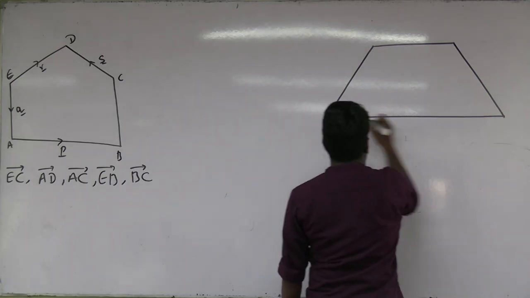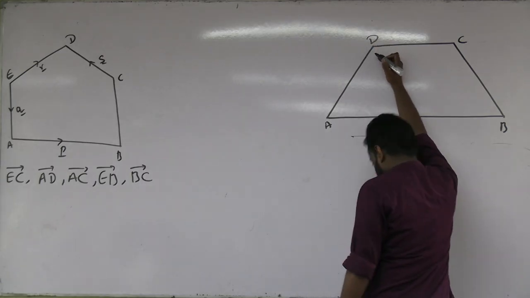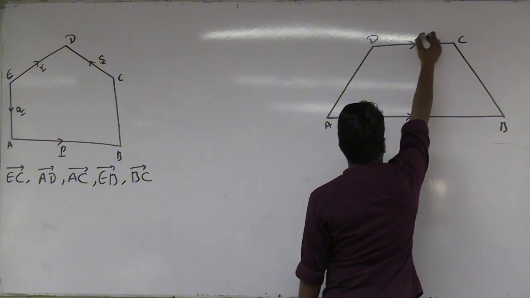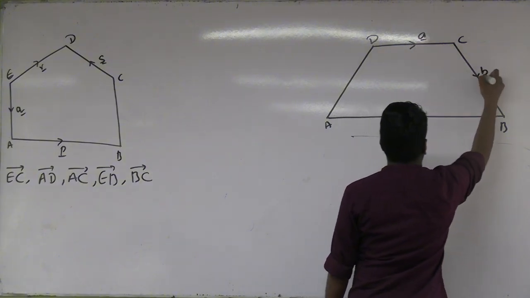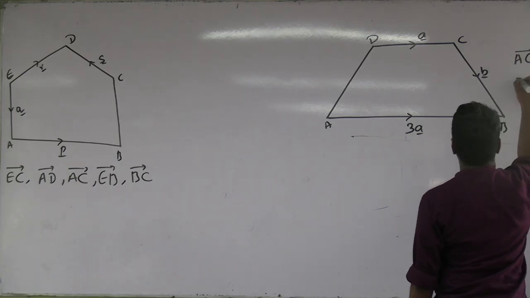This is A, B, C and D. The vector AB is 3A. The vector DC is simple A and this is B. Here you are supposed to find the vector AC and the vector BD and the vector AD.